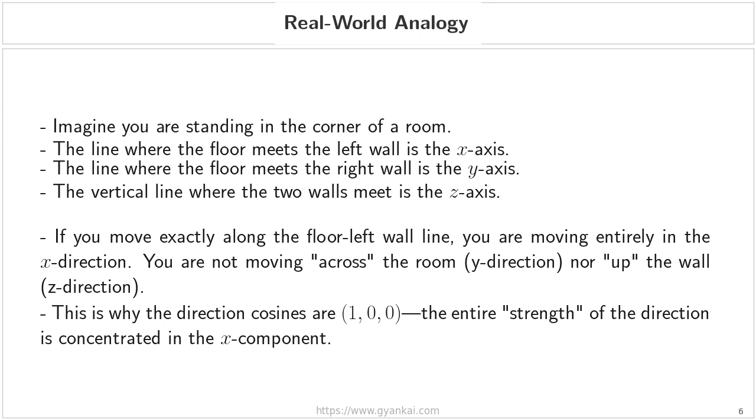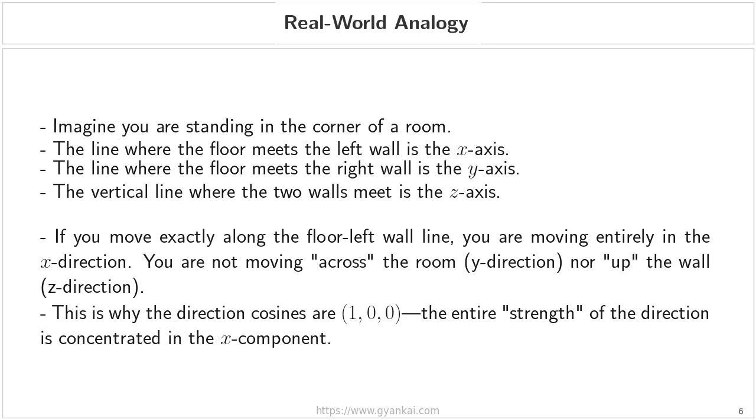Suppose you decide to walk exactly along that line where the floor meets the left wall. Because you are walking strictly along that line, you are moving entirely in the x direction. You aren't moving across the room toward the right wall, so there is no y component, and you aren't moving up the wall, so there is no z component. This is exactly why, as we saw in the previous slides, the direction cosines for the x-axis are 1, 0, 0. The entire strength or magnitude of your movement is concentrated solely in the x component, leaving the other two values at 0. This simple visualization helps us remember why the axes always result in such clean, simple values.